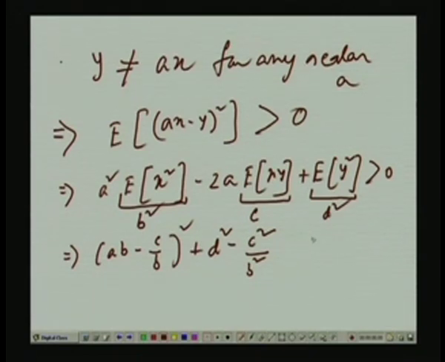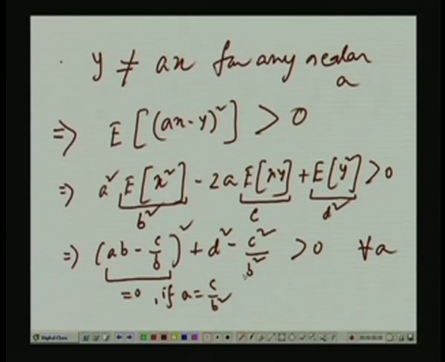Okay. This should be greater than 0 for any a, that is very important. Now, when is this equal to 0? If a is c by b square. Now, c is this inner product or correlation, and b square is just the variance of x. Both are real numbers, they are given to us. So, I can always choose a to be a real number like this. For this choice, this quantity is 0, but even then this inequality must be satisfied.